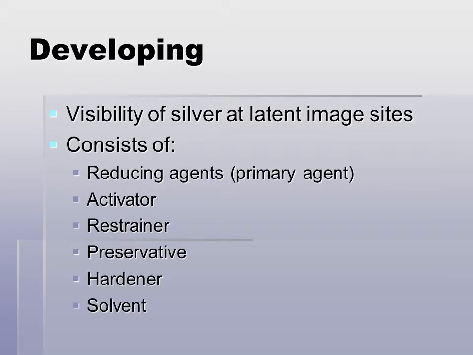Developing. Visibility of silver at the latent image sites. It consists of these primary agents: reducing agent, activator, restrainer, preservative, hardener, and a solvent.